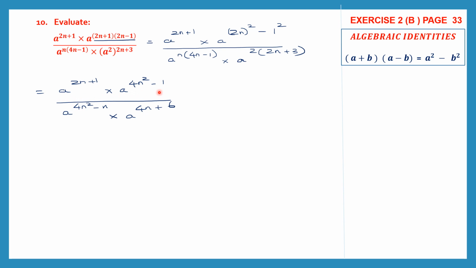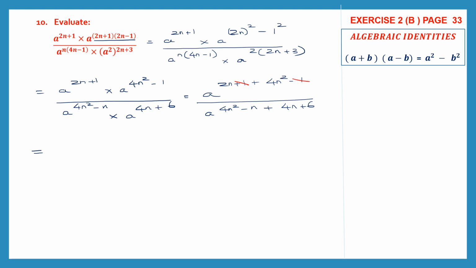Now let's look at the numerator. Here the base is the same, so we can add up the powers. Again here also the base is the same, we can add up the powers. So this is equal to a to the power of 2n plus 1 plus 4n square minus 1, divided by, similarly here also, a to the power of 4n square minus n plus 4n plus 6. So now let's continue. Here 2n plus 4n square, both are unlike terms, so you cannot add them, whereas plus 1 minus 1 will get cancelled, that is equal to 0.